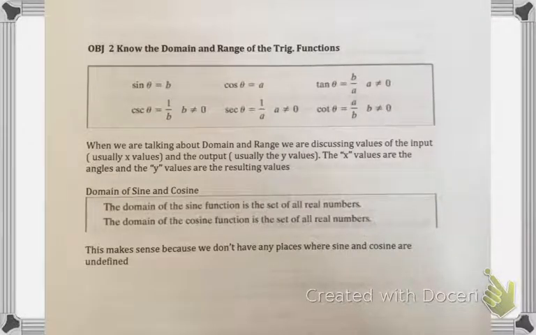Objective number 2. Know the domain and range of the trig functions. So once again, let's quickly fix this. Sine theta is y, cosine is x, tangent is y over x because tangent is sine over cosine, where x can't equal 0. The reason why x can't equal 0 is because that makes the function undefined. Cosecant is 1 over y, where y can't equal 0, same reason. Secant is 1 over x, where x can't equal 0 for the same reason.